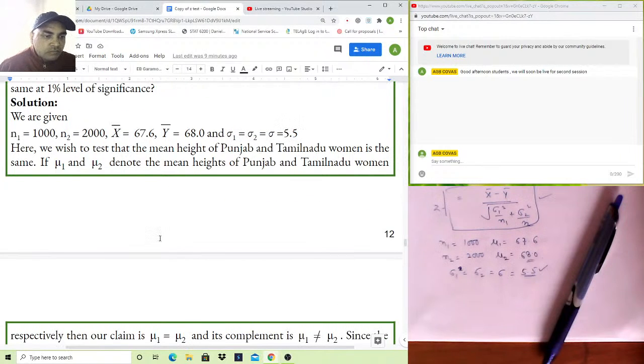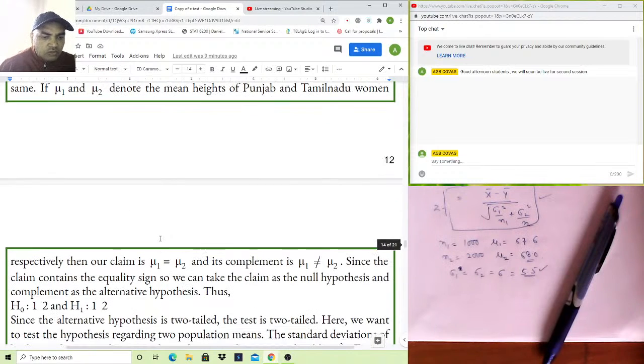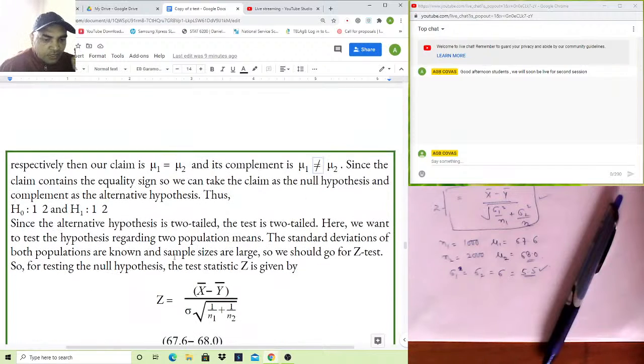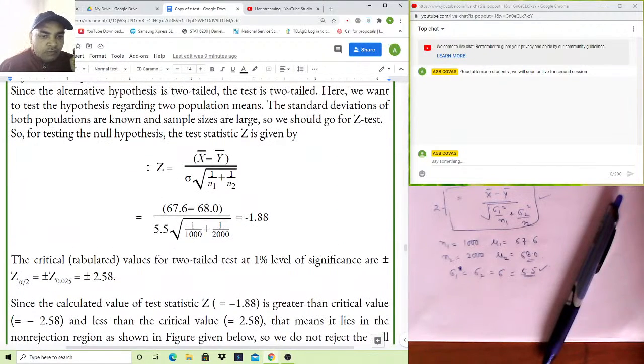So now we wish to test that the mean height of Punjab and Tamil Nadu women is the same. Okay, so our claim will be that mu1 is equal to mu2. Because there is an equality sign, this will be your null hypothesis, and its complement will be that the mean height of this population is not the same. So this will be your alternative hypothesis. Okay, so now we will be putting these values in the formula.